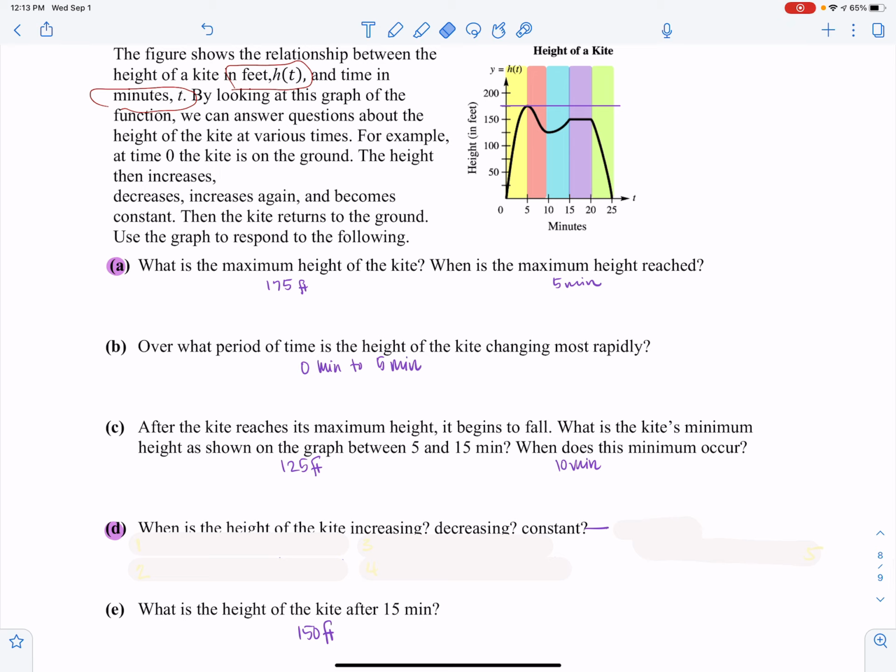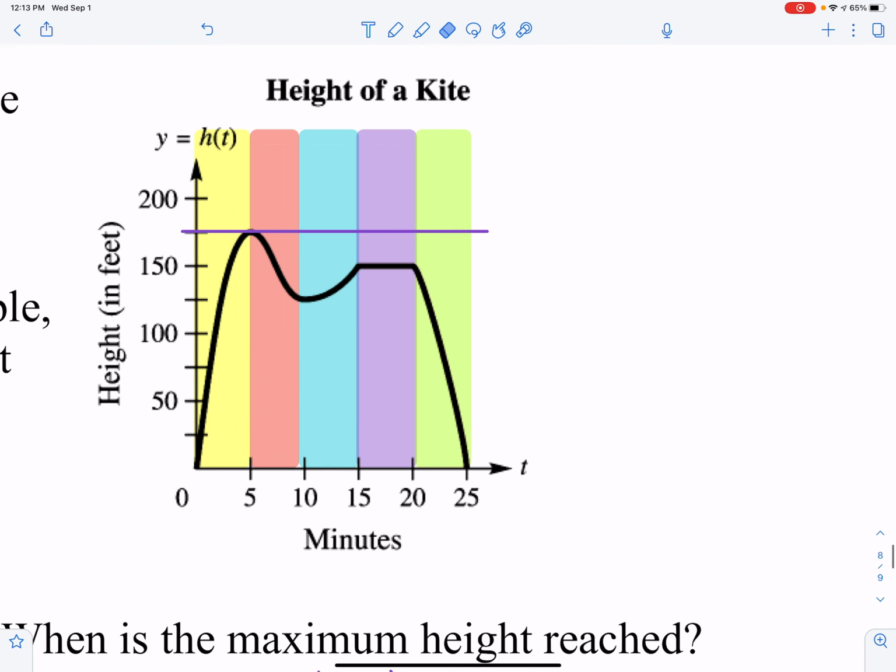Notice that it says, when is the height of the kite increasing? Well, we want to work left to right on our graph. So the first time I see it increasing is from here to here. The second time I see it increasing is from here to here. Those are the only two places where the height of the kite increases. So remember, with increasing, we look at intervals, and we're only looking at x values.